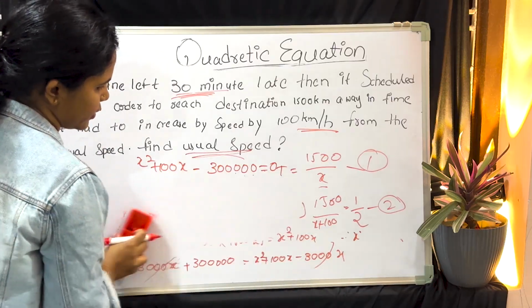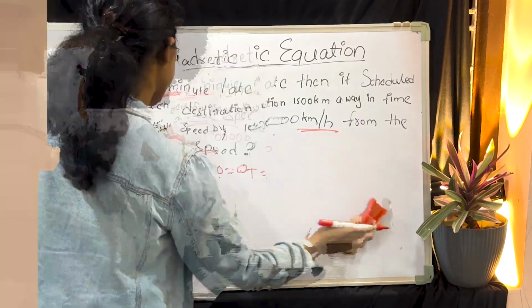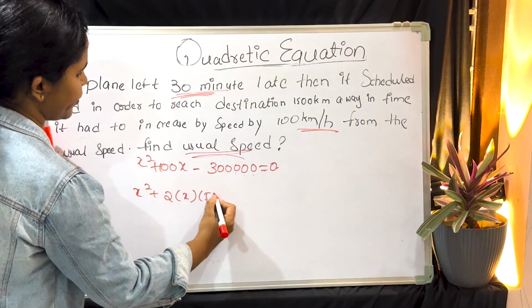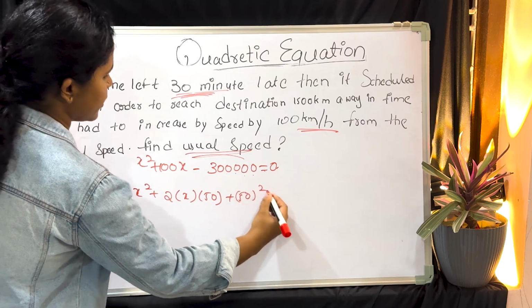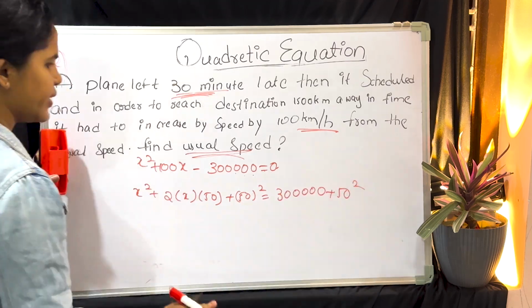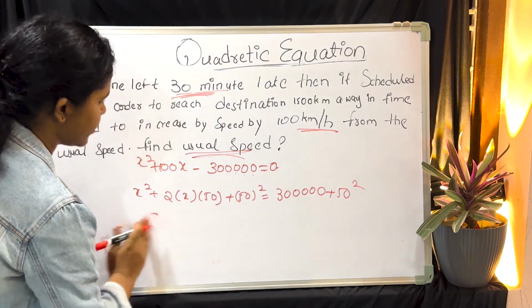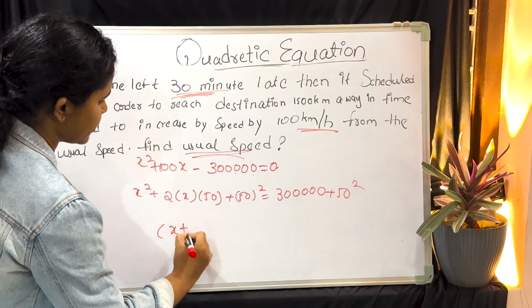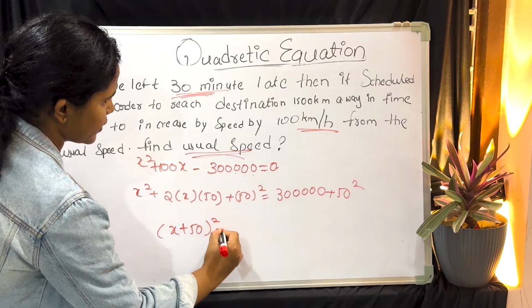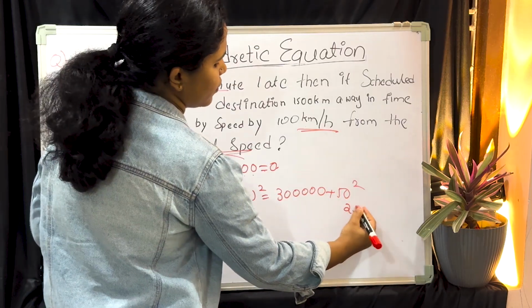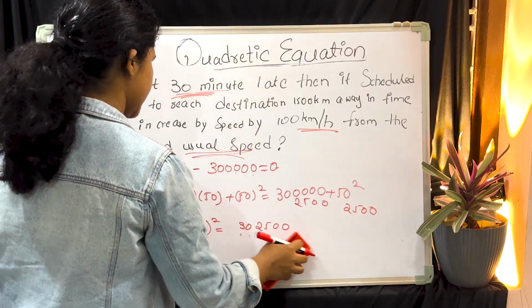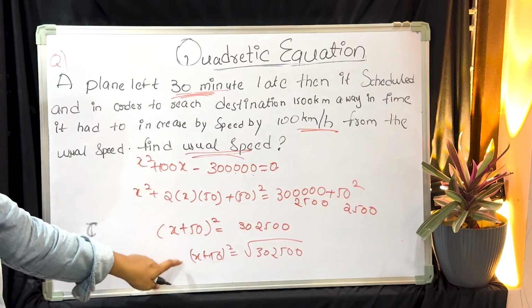Or we can solve this by the square root formula. Okay, a square plus 2ab plus b square is equal to a plus b whole square. We can solve like this also. So x plus 50 whole square is equal to 3 lakhs 2500. You can solve by using square root.